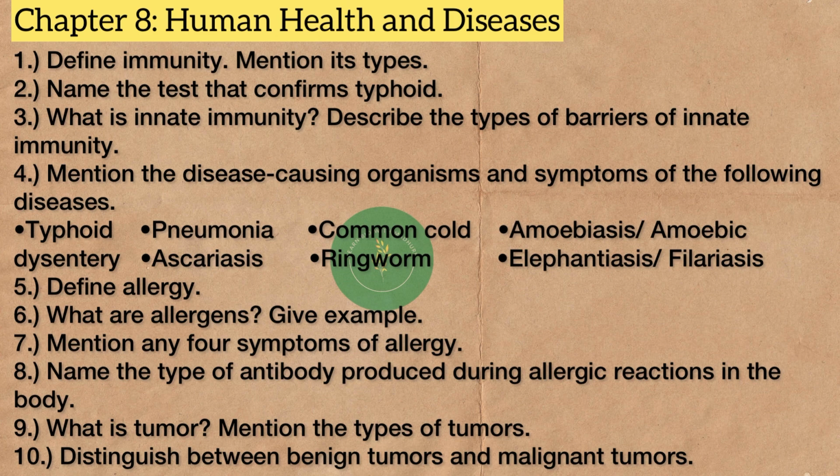Mention the disease causing organisms and symptoms of the following diseases. Define allergy. What are allergens? Give an example. Mention any 4 symptoms of allergy. Study about antibody, tumor, the types of tumor, difference between benign tumors and malignant tumors.